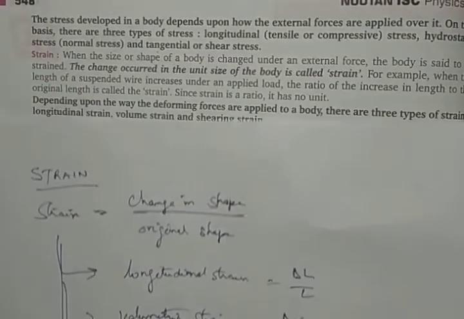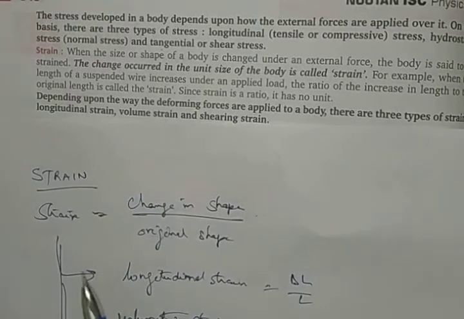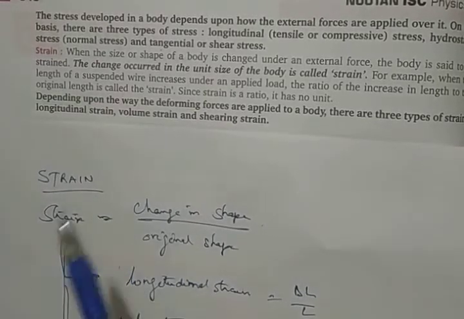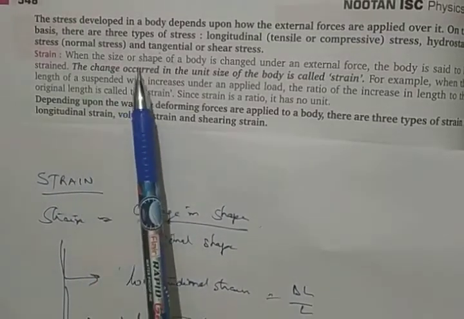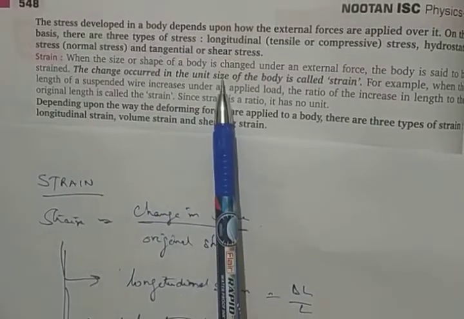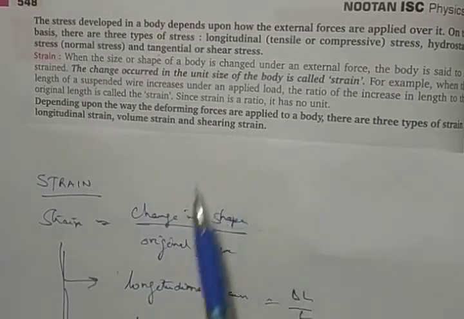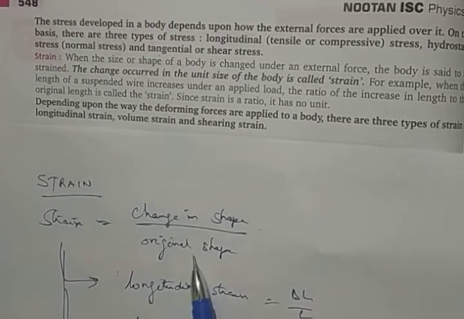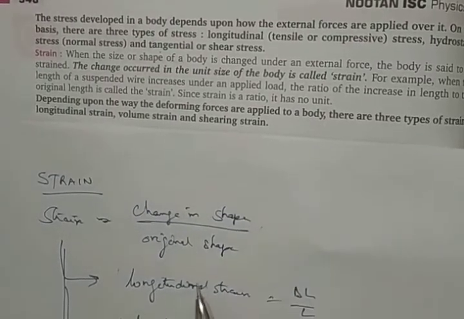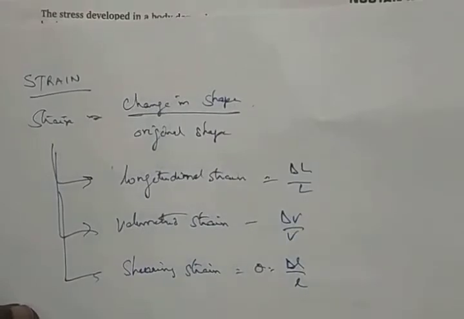So you can write down the definition now. Strain. So what does strain mean? Strain means the change occurred in a unit size of a body is called strain. Unit size of the body. Change per unit size of the original size. So there are three things. Please write down this one also and the formula also.